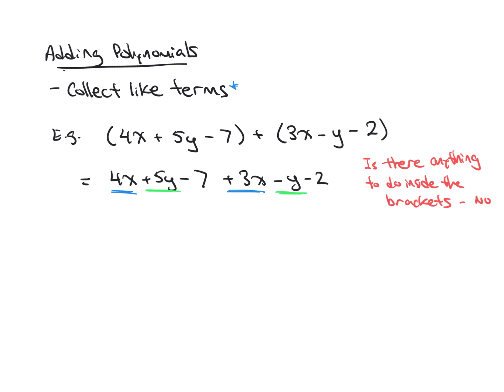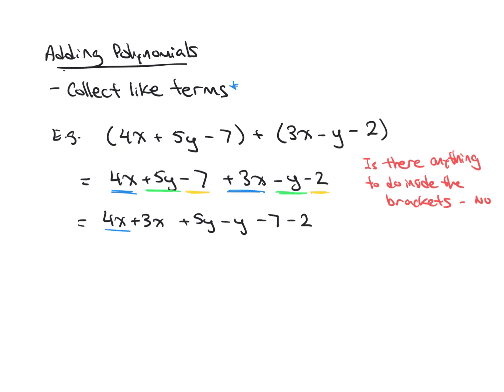I've underlined them the same color. Now the third term is negative 7, which is a constant, and I look for any other constants, and I see a negative 2. Okay, so I found 3 pairs of like terms. So what I'm going to do next is reorder these 6 terms with the like terms beside each other. I will write the x terms beside each other, 4x plus 3x. Then the y terms, 5y and then minus y. And then the constant terms, minus 7 minus 2.